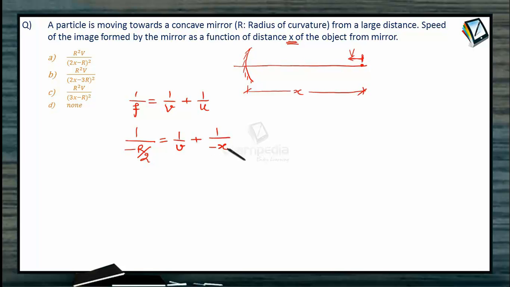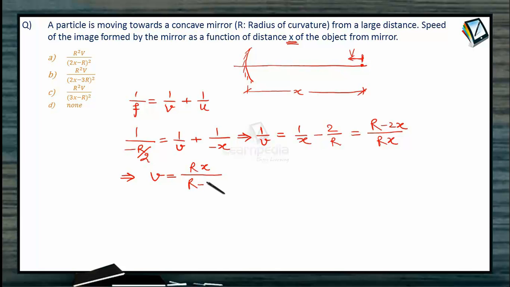u is minus x. That means we can rearrange this equation as 1 by v is equal to 1 by x minus 2 divided by r, which means if we take rx as LCM, then what we'll get is r minus 2x. Okay, so 1 upon v is r minus 2x upon rx. That means image distance as a function of the object distance is given as r times x divided by r minus 2x. This is the image distance from the mirror.